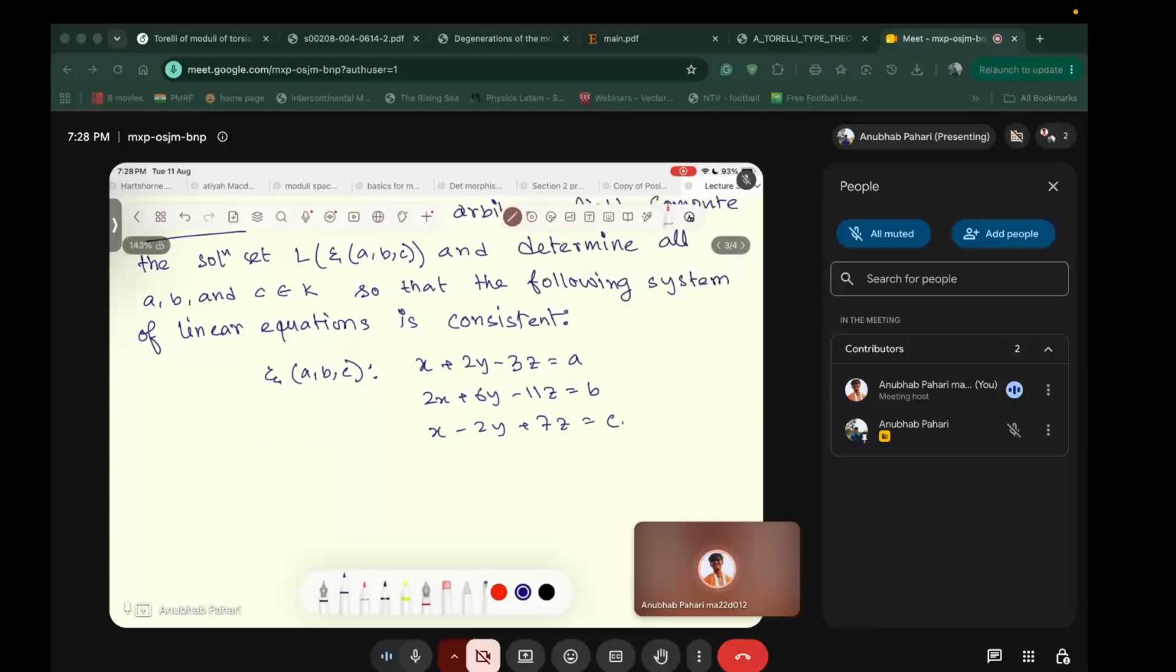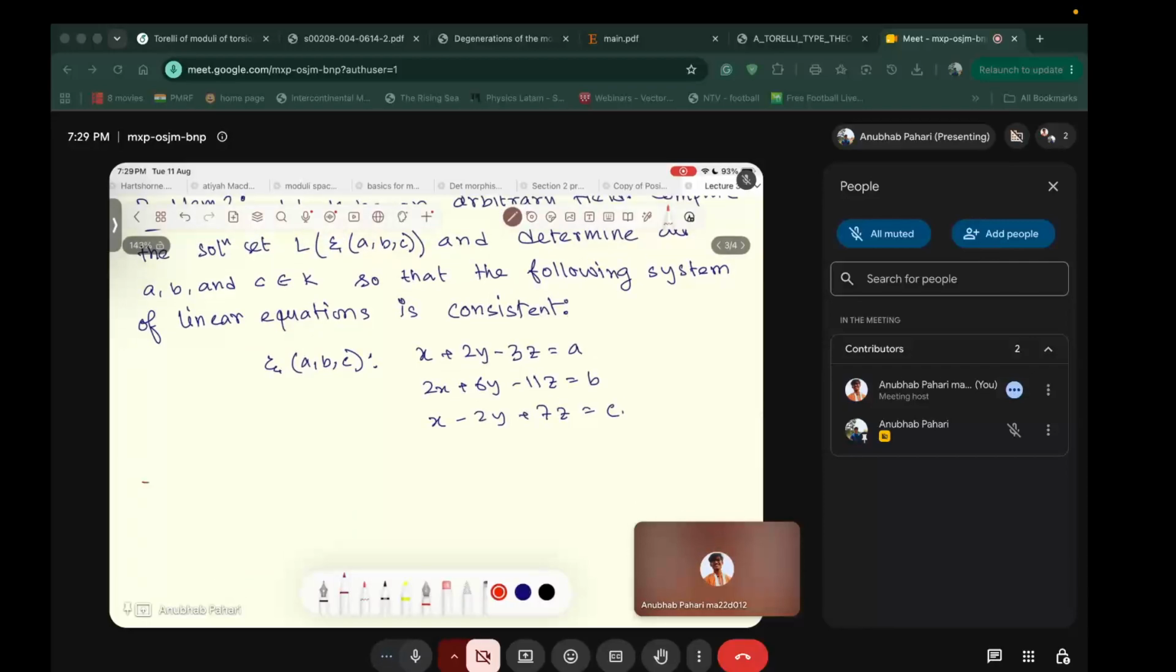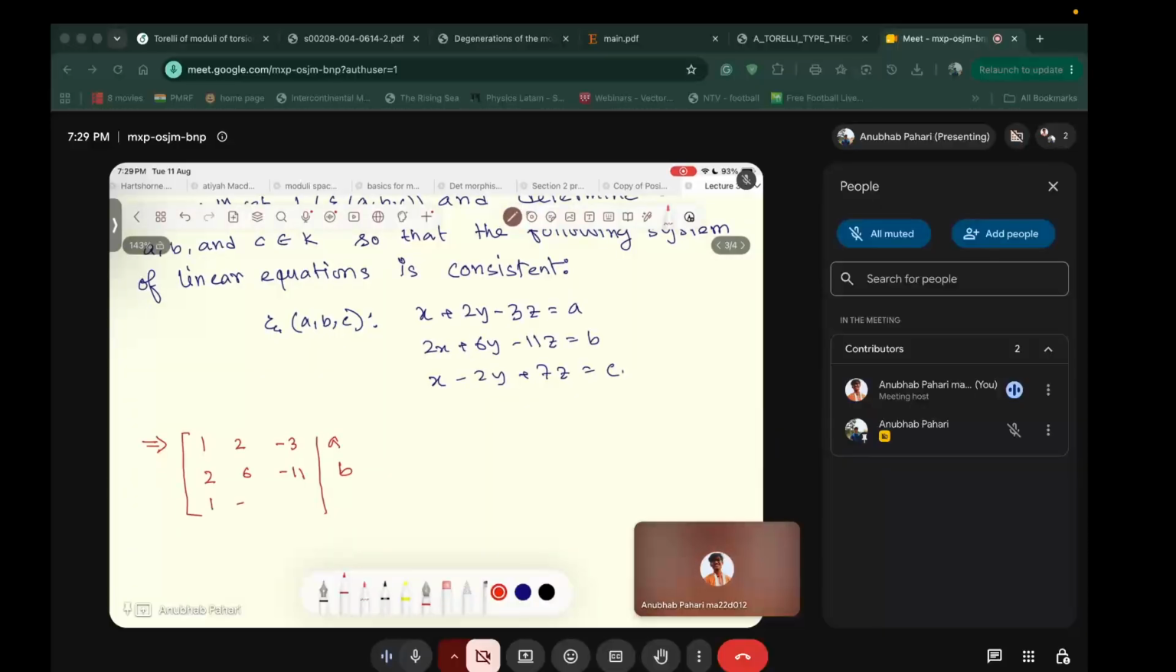Okay, so let us start solving this. First, let us write this system in an augmented matrix, that is 1 2 minus 3 of A, and then 2 6 minus 11 as B, and 1 minus 2 7 as C.